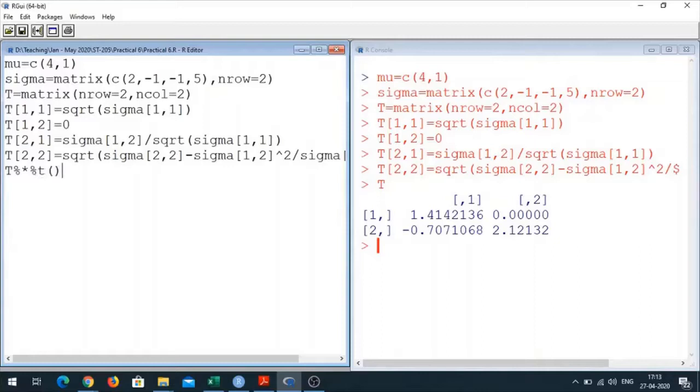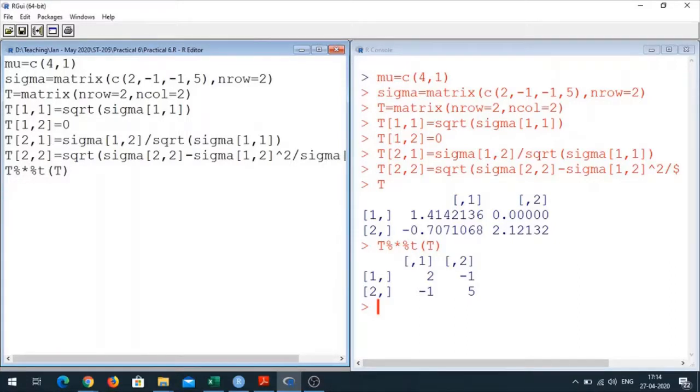So T into T prime. See, this is exactly sigma. This was the manual way of computing T. When you have 2 cross 2, you can do that. As soon as you go to 3 cross 3, it becomes difficult because now you will have more unknowns. You'll have probably 6 unknowns in 6 equations, so solving it becomes difficult. And of course, for higher orders, it's going to be further difficult.